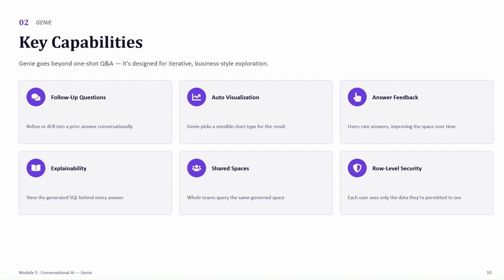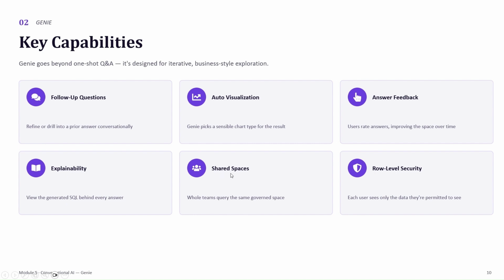Some of the key capabilities which you have been listening to, let's try to list them down. There is follow-up questions, so within context you can ask a follow-up question. Auto visualization in the response, and then answering feedback. We can give feedback on whether it has given a correct answer or not. There is always explainability to it. So if you ask a question, say delinquent rate for this particular area, it will give you the answer. But if you want to see where it has come from, it has explainability, it will also generate the SQL and showcase it to you.